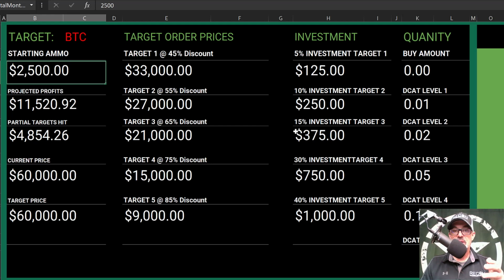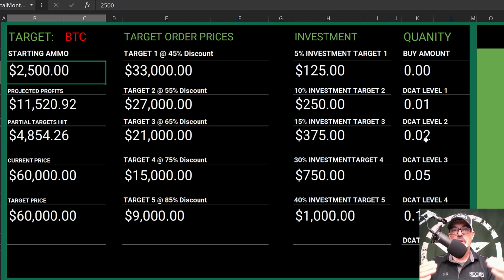Next, the target 3 level is a 15% investment, so that'll be $375. And as you can see, I would be buying more Bitcoin, and that would be 0.02. So I am almost doubling up the amount of Bitcoin, yet I'm not doubling my investment amount. It's purely because the price of Bitcoin is now cheaper. I can get more Bitcoin. And this is how you actually build wealth. You do not dollar cost average in, where you buy regardless of price. If you buy when the price is going up, you could be buying at the top. That is not how you build wealth.